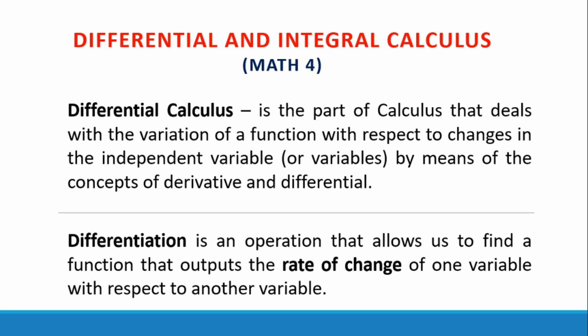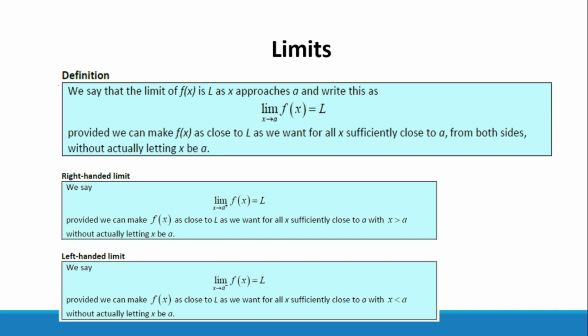Differentiation is an operation that allows us to find a function that outputs the rate of change of one variable with respect to another variable. It means we will be dealing with the rate of change. And our first lesson, limits.